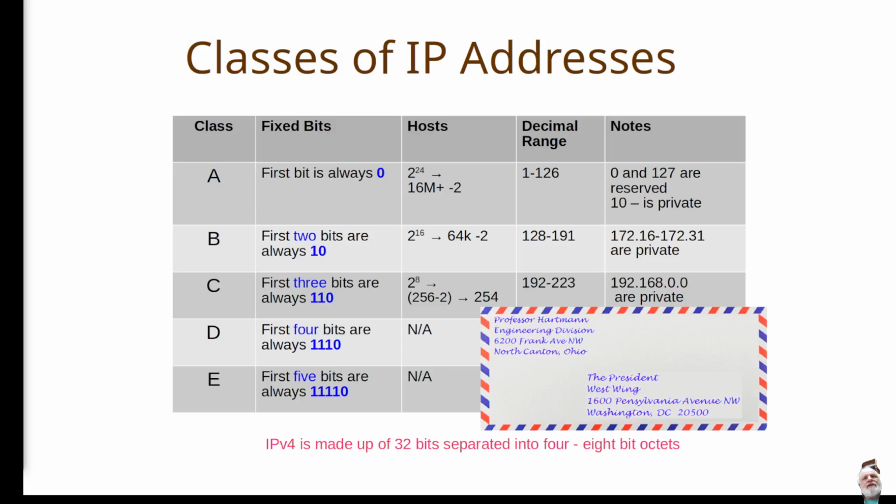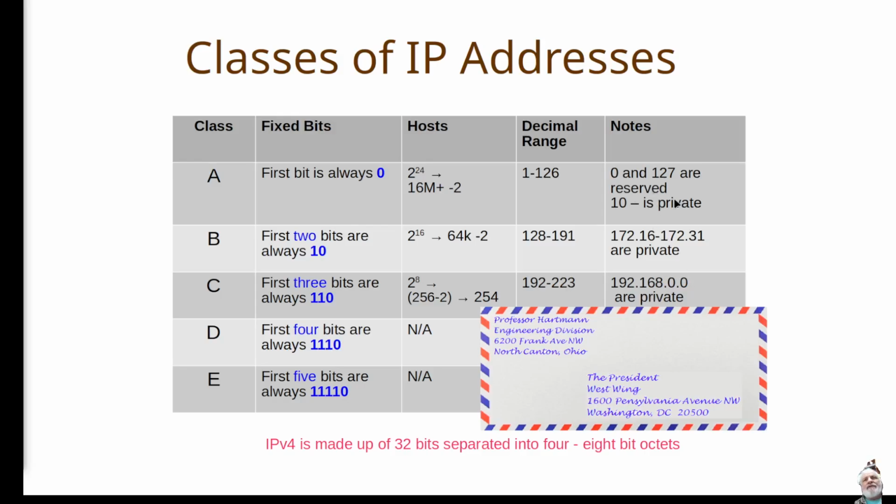So these give you a range of numbers between 1 and 126 for the first octet. And then these give the range of 128 to 191 in that first octet. And then class C gives you 192 all the way up to 223.